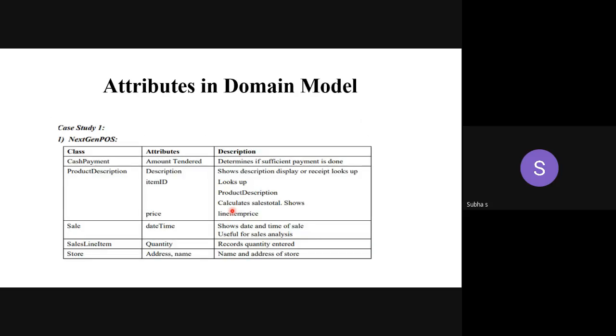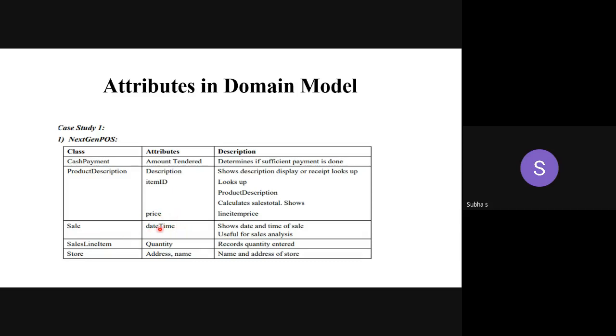So now we see the attributes in the two case studies. The NextGen POS, just have a look at it: cash payment, product description, sale. We have seen that partial domain model. Same thing only, we are having 5 classes. So these are the attributes. Amount tendered is one attribute. For product description, description can be one attribute, item ID, price.